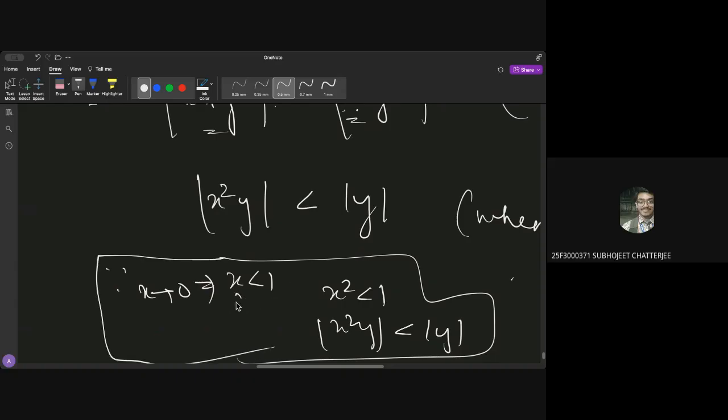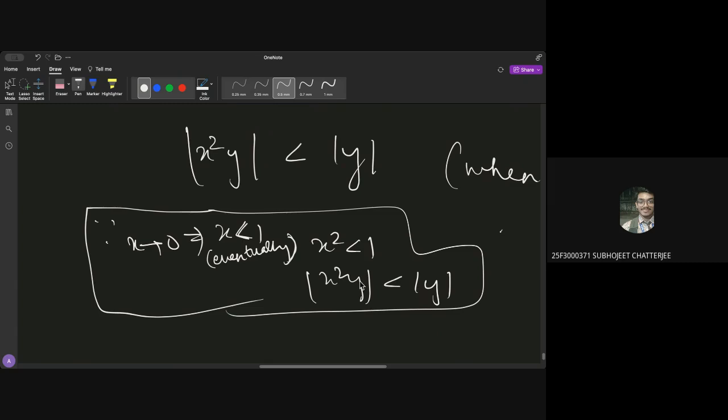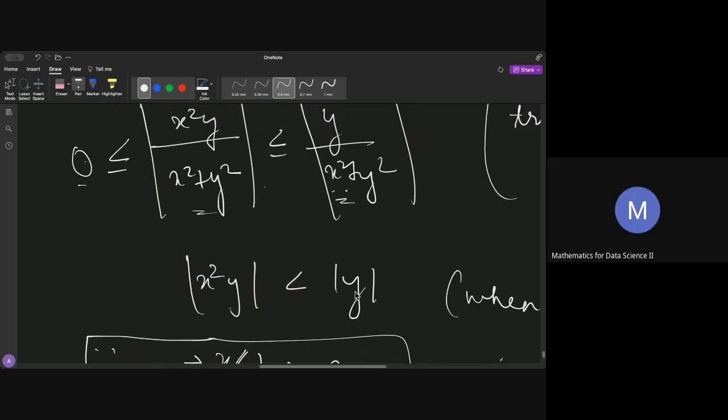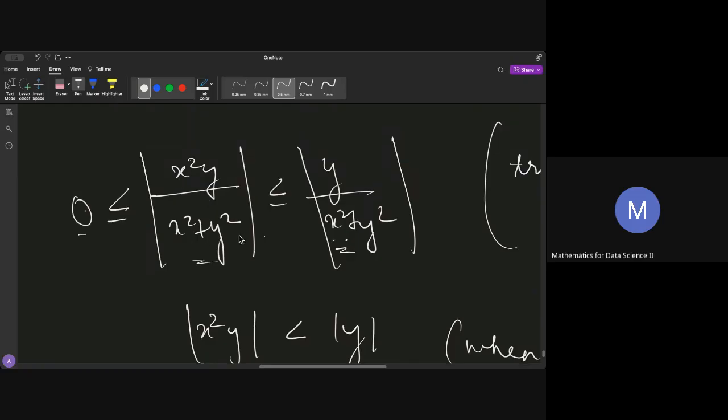Ma'am, we could also say that because x is approaching 0, the value of x can be epsilon. Yes, you can say that, but I don't want to get into epsilon-delta detail. That's why I've used this. That's also fine. Okay, ma'am, I got it. So x squared y will be less than mod of y. That means mod of x squared y by x squared plus y squared will be less than or equal to mod y by x squared plus y squared.